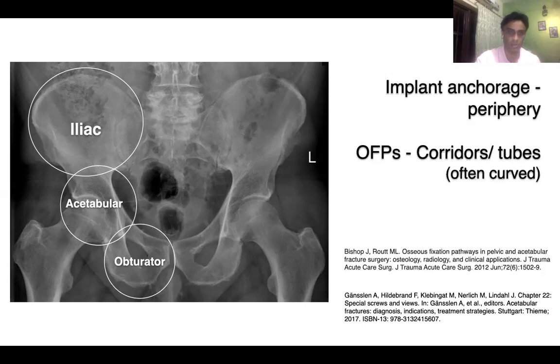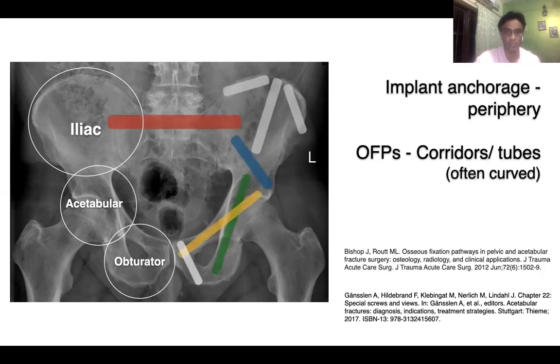iliac, acetabulum, and obturator, and the periphery of this ring is safe and strong to put your fixation or anchoring points. So if you look at the iliac wing, there are a lot of options possible along the periphery of the iliac wing. In the acetabular ring, you can put supraacetabular and infraacetabular screws. On the obturator, there are pubic and ischial corridors.